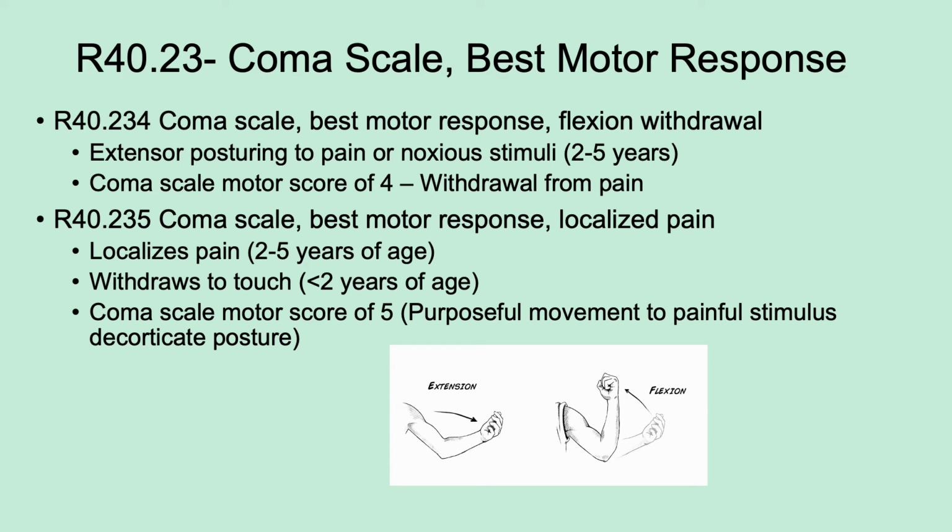So R40.234, best motor response, flexion, withdrawal. Extensor posturing to pain or noxious stimuli for patients between 2 and 5, and a score of 4, withdrawal from pain.